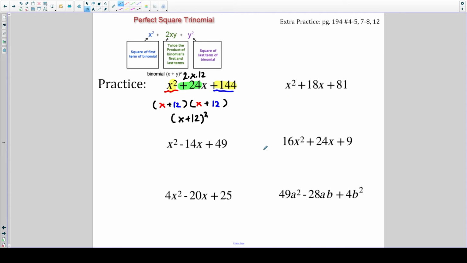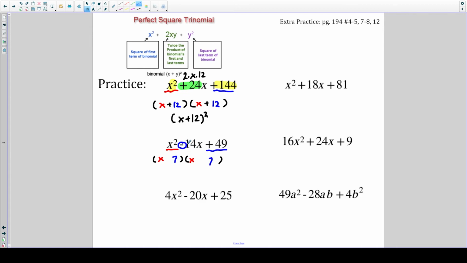Taking a look at a different example here, we can see that we've got a perfect square for the x squared, and we've got a perfect square for this positive 49. We notice that we have a negative 14x here, so we're going to need a negative sign as part of our factors. So let's go ahead and set up our two factors. We know that the square root of x squared is x, so let's go ahead and pop that in there. The square root of 49 is 7.